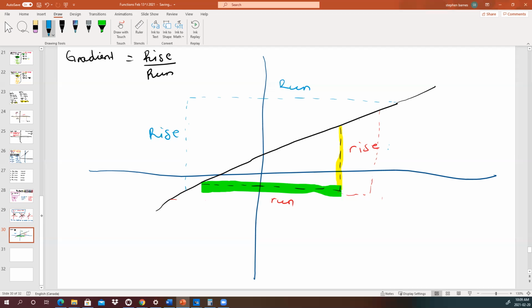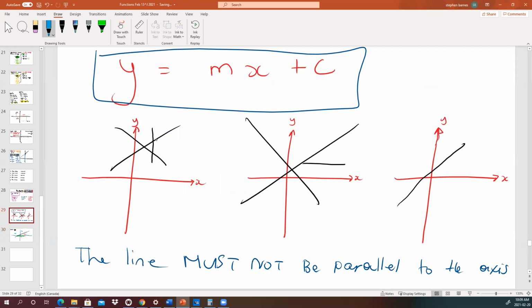All right, so we're good on finding the gradient with or without the graph, and finding the y-intercept, which is c in our equation of the straight line. So I'm going to give you 10 minutes now to go through and calculate both the y-intercepts and the gradients of the graphs that you've drawn so far, the 5 of them. So y-intercept and gradient. I would suggest calculating your gradient first and then your y-intercept.